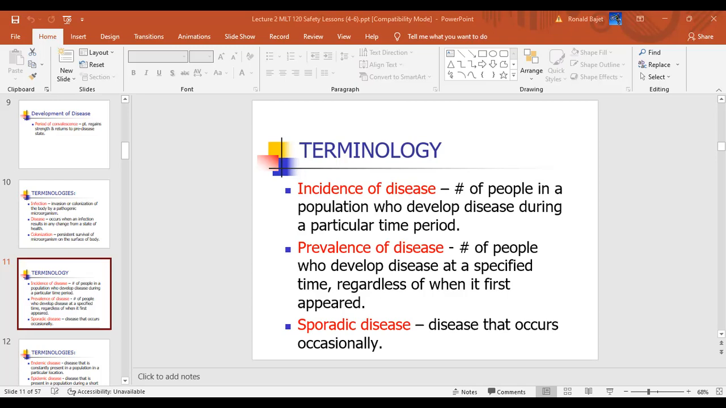Okay. Incidence, prevalence, and sporadic disease. Endemic, epidemic, and pandemic. Endemic disease is constantly present in a population in a particular location. Basically, the difference between endemic, epidemic, and pandemic is the size of the area that's affected. If something is endemic, like for example, we're talking San Diego County.